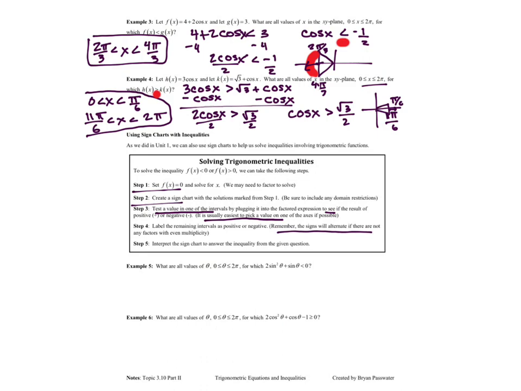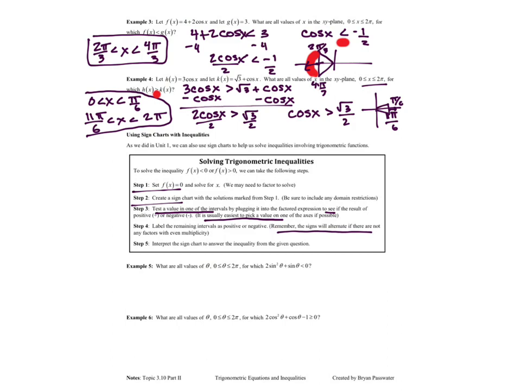Okay, so let's jump into example 5. We've got about 10 minutes. Y'all, we've got this. It's going to be great. All right, example 5 says, what are all the values on 0 to 2 pi for which 2 sine squared theta plus sine squared theta is less than 0?